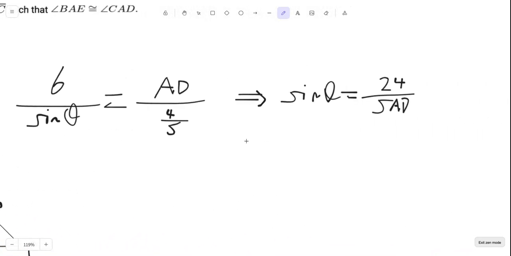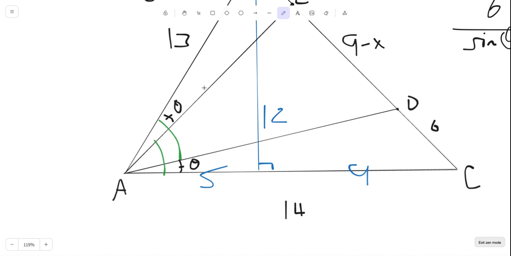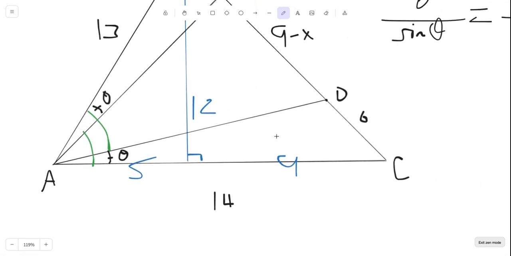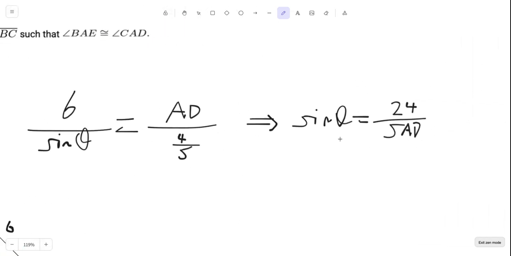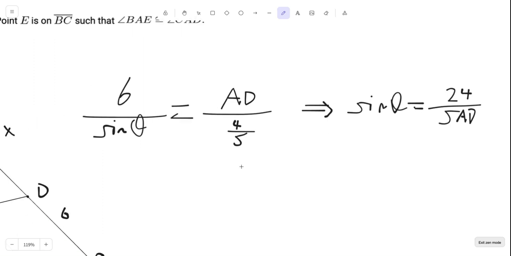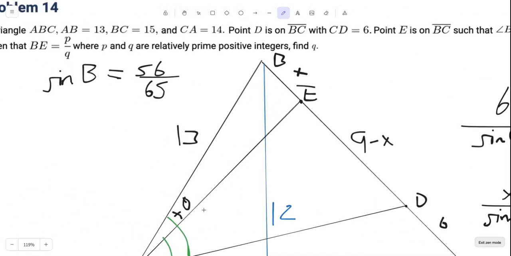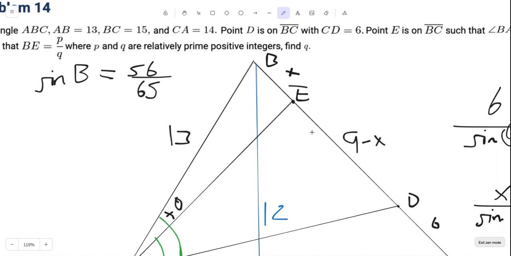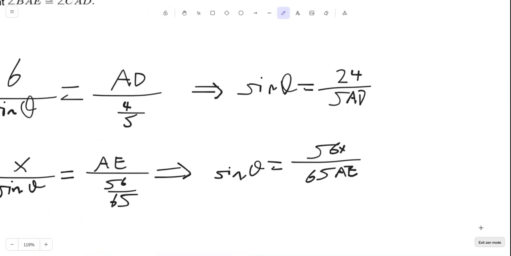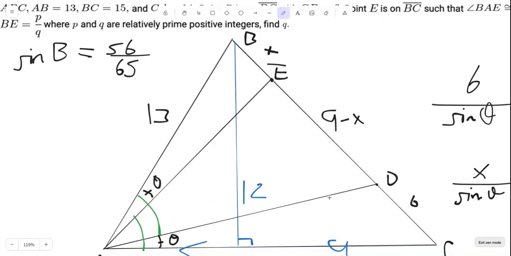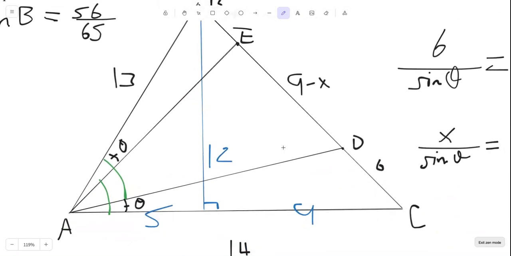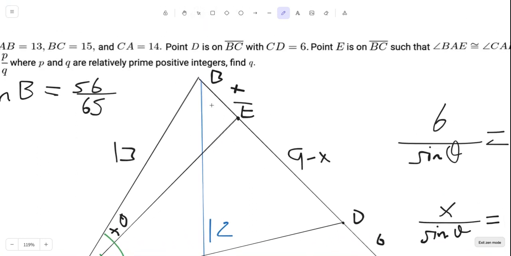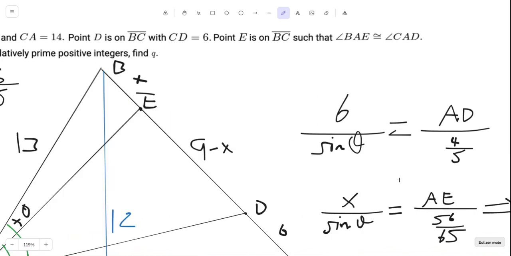Next, because we have two angles which are theta, use law of sines on ACD with angle C, and solve for AD. Next, if you do the same with the other triangle which has sine theta in it, we get something in terms of x. We don't know what AD and AE are, but we do know the angles opposite them, because we don't know the sine of the angle at D or E.